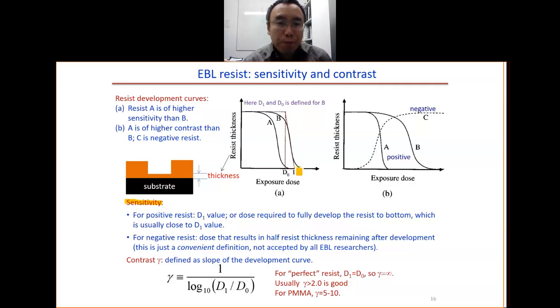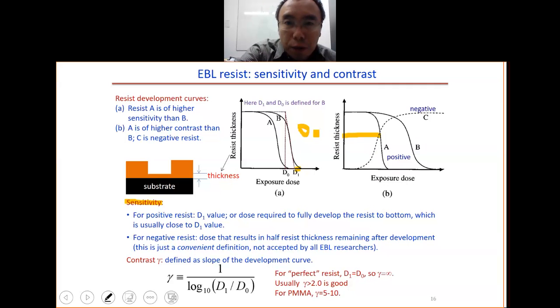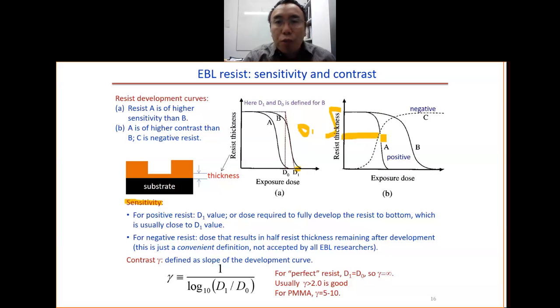It is okay. For the negative resist, one way to define the sensitivity is that we take the 50%, if this is 0.5. So this is 0.5, 50% remaining thickness. This dose here is defined as the sensitivity for the negative resist. So this is the 50% remaining thickness.